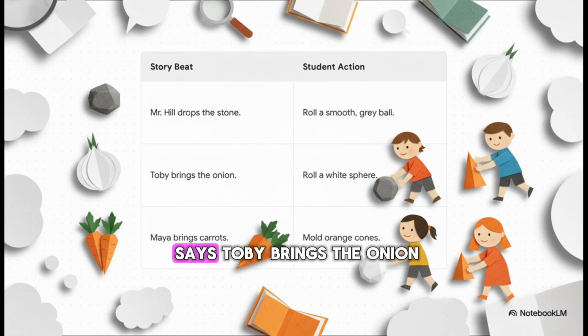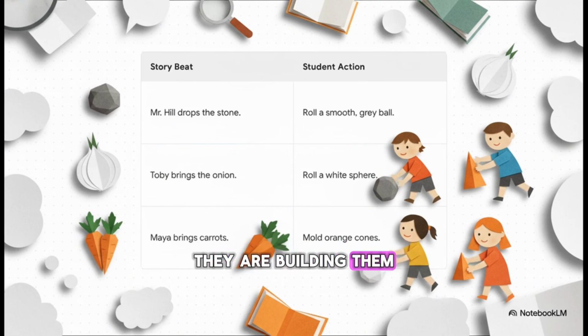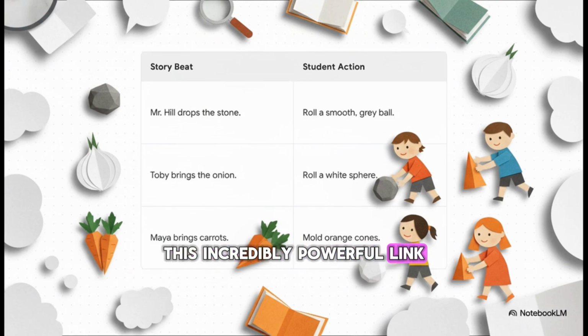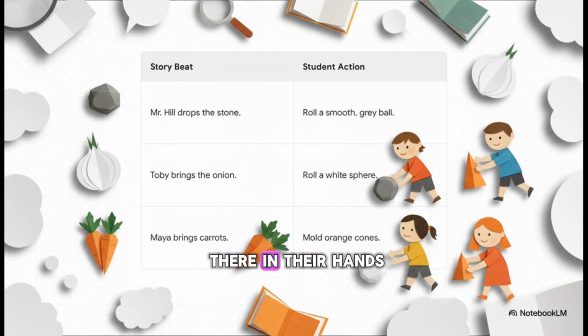So as the narrator says, Toby brings the onion, every single student is physically rolling a little white sphere of clay. They aren't just hearing the words, they are building them. That creates this incredibly powerful link between the English word and the object right there in their hands.